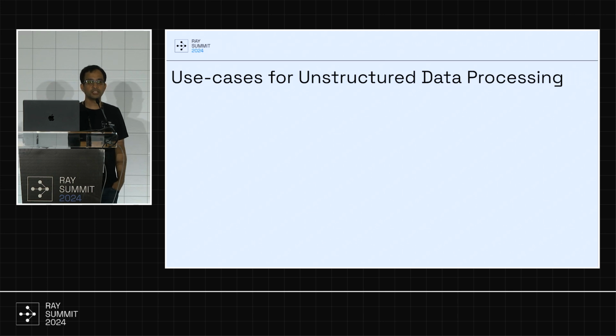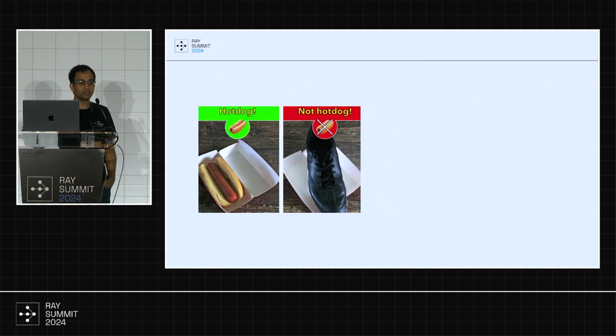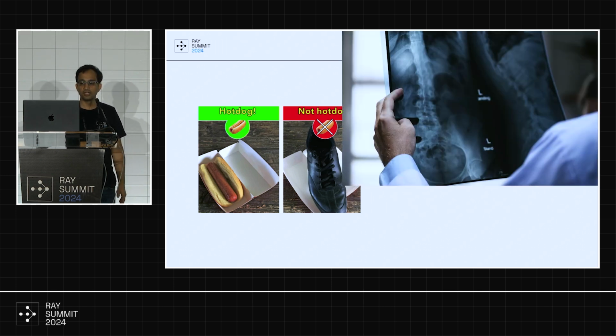So unstructured data, why do we care about unstructured data? The first main use case is pretty intuitive. We have been seeing this for over a decade now, basic object detection in images. But then over the recent years, we have seen more use cases of unstructured data. Like for example, in the medical industry, in the field of healthcare, we do see a lot of analysis on images and other data.